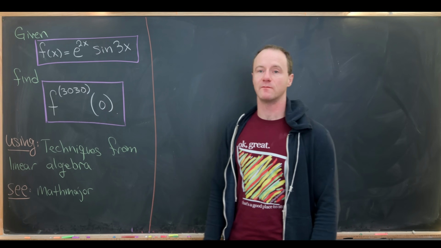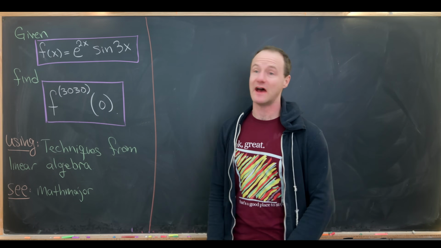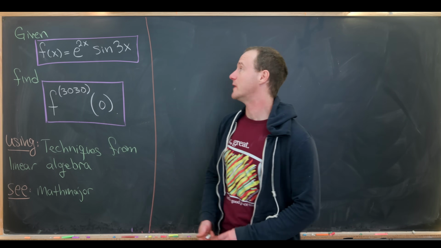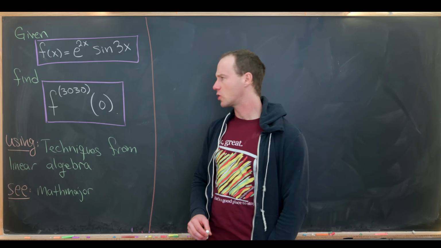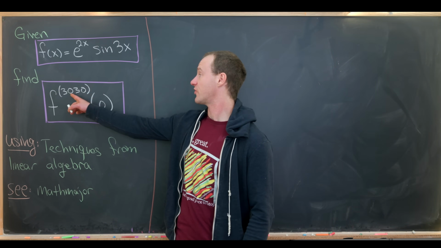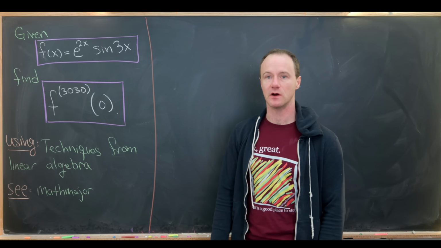I've got an interesting problem for you today. So let's say we're given the following function. I've called it f of x. It is e to the 2x times sine of 3x. And then our goal is to find the 30th derivative of f evaluated at 0.